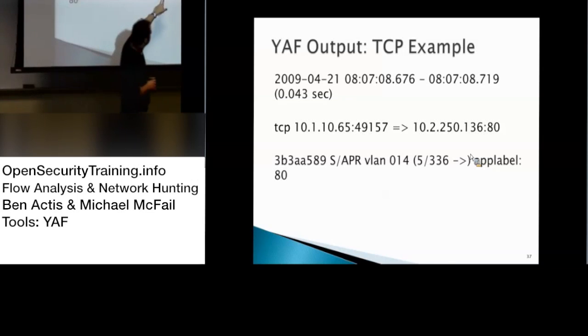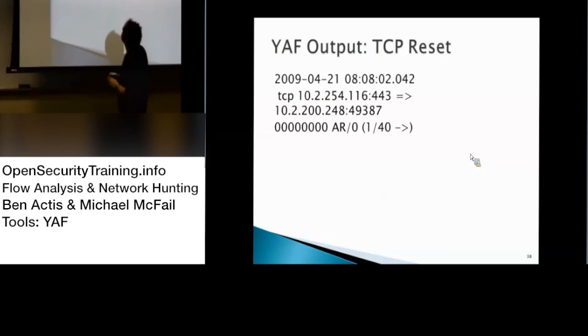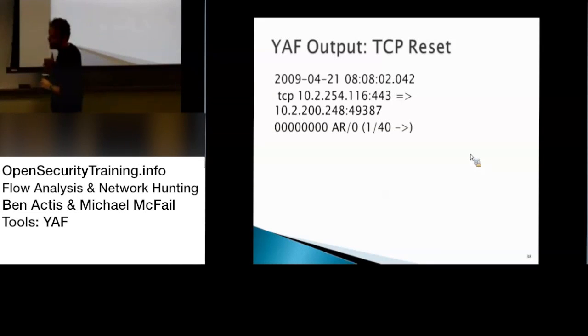And this is packets, I'm going to number the bytes, and also what direction it was. And then if you had app label enabled, you'd see port 80 right here. So next slide. Here's another TCP one, which is just a reset.